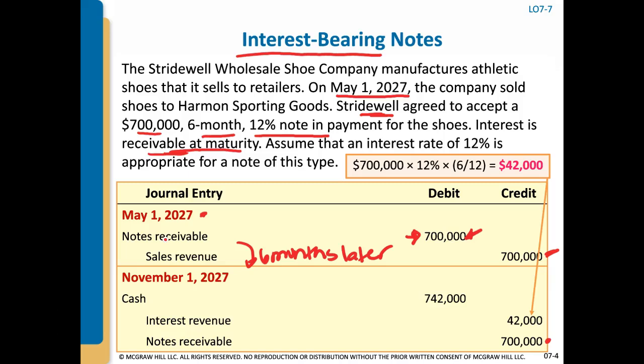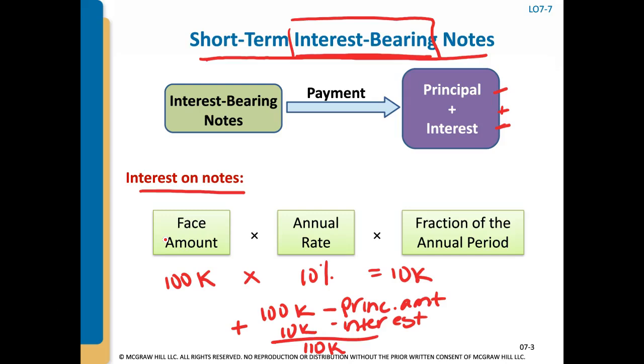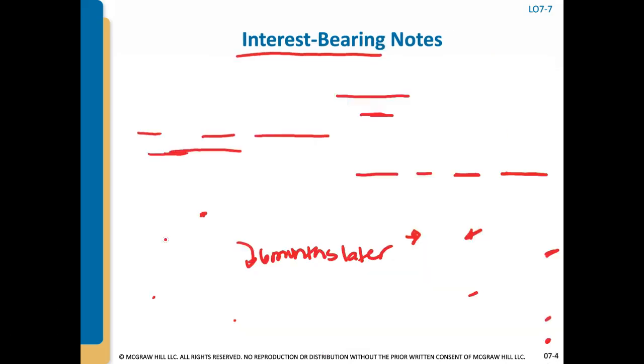Plus, they have to pay us interest on that $700,000. That interest is calculated as $700,000 times the annual rate of 12%. But this was only for 6 months, so it's only 6 out of 12 months. So the interest they have to pay us is $42,000. We record interest revenue for $42,000, and we receive cash for $742,000. So this is when we receive the payment: we receive the principal, plus we receive the interest in the interest-bearing note situation.